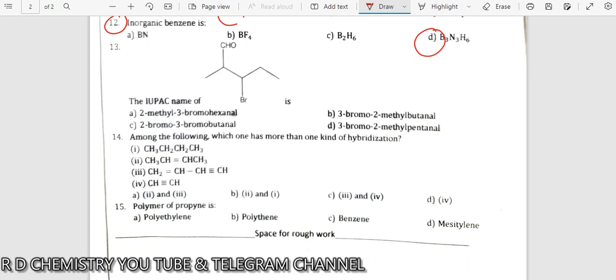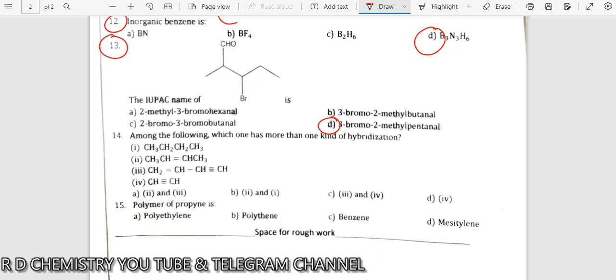Question number 13, basic principles and techniques in organic chemistry, asking for the IUPAC name. So for question number 13, answer is option number D. Question number 14, type of the hybridization from the same chapter. Answer is option number A. Question number 15, polymer of propyne is option number D.